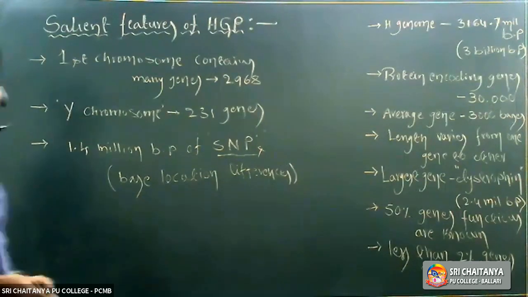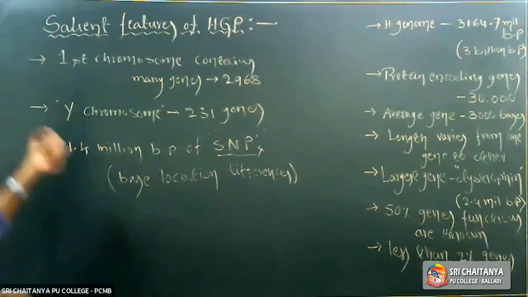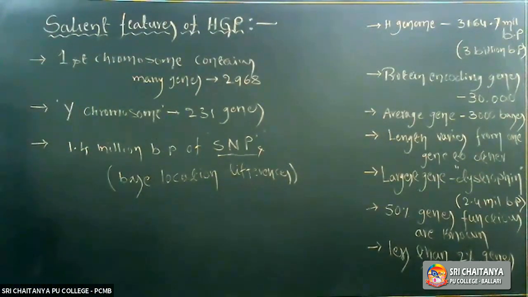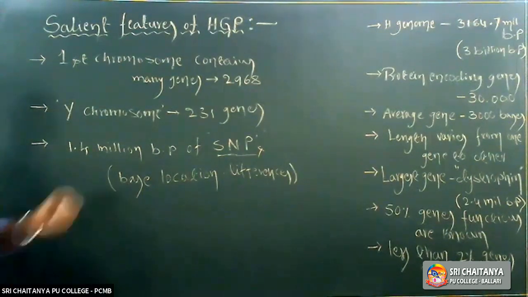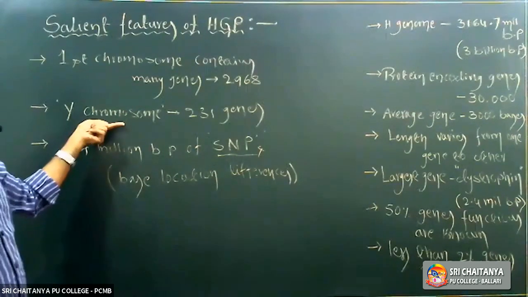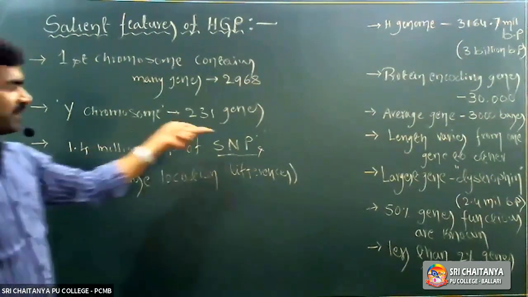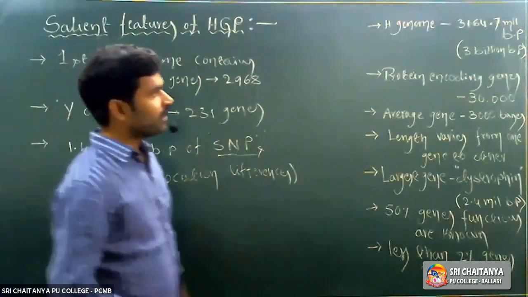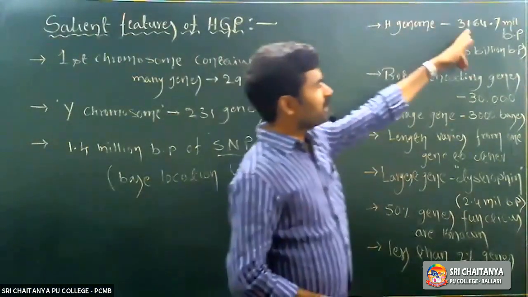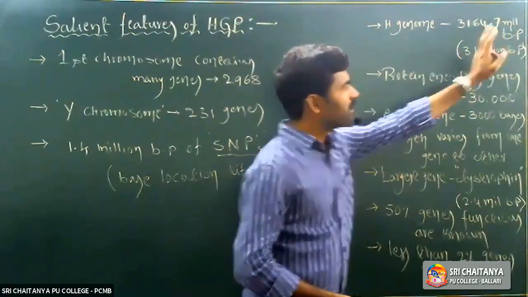These are salient features or important characteristic features of the Human Genome Project. First, chromosome 1 contains the most genes, 2,968. The Y chromosome contains 231 genes. 1.4 million SNPs are located in the human genome. The human genome contains around 3164.7 million base pairs.